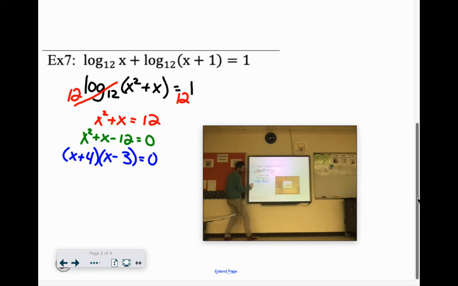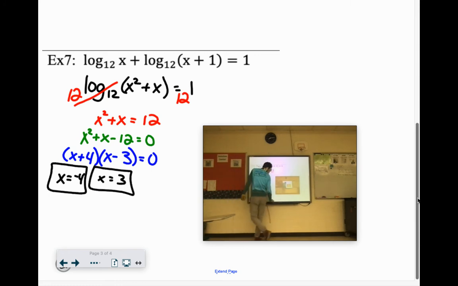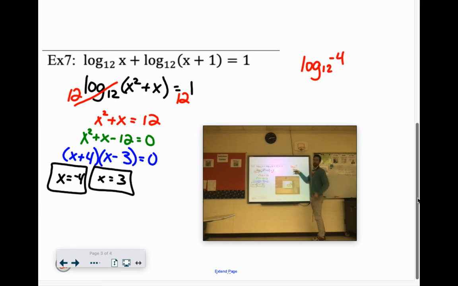And our two answers would be negative 4 and positive 3. Maybe they'll both work. Probably not. If we were to put in negative 4, I already see a problem right here. 12 to the something power can never equal negative 4. So right there, negative 4 is an extraneous solution. We'll try it with 3. If 3 doesn't work, then there would be no solutions on this.